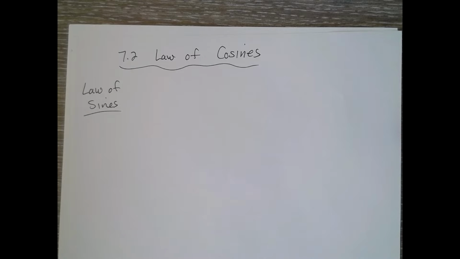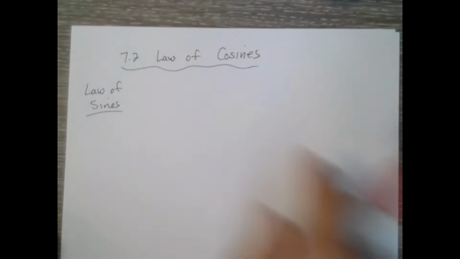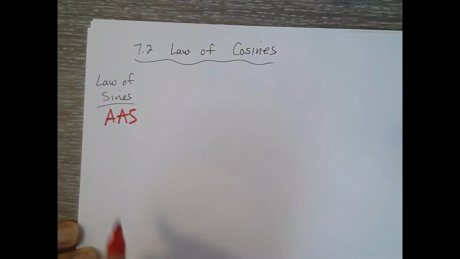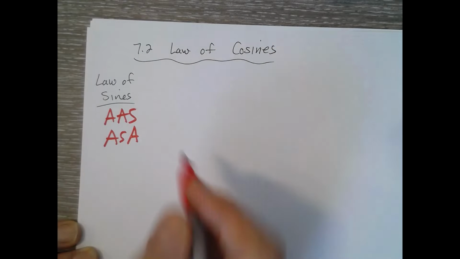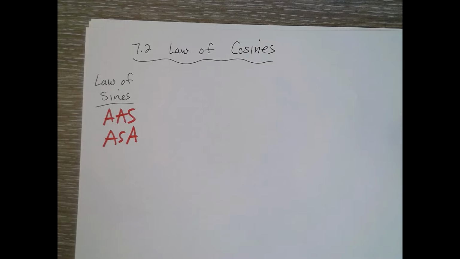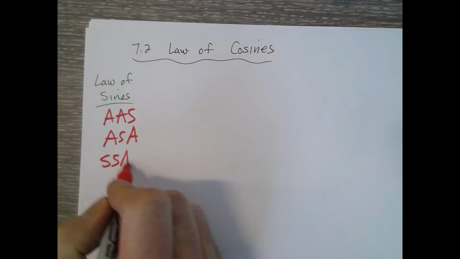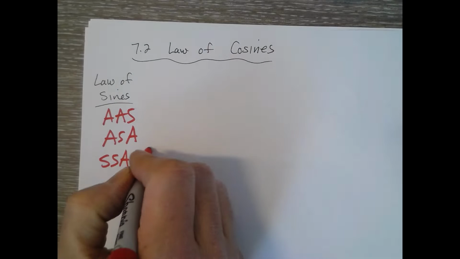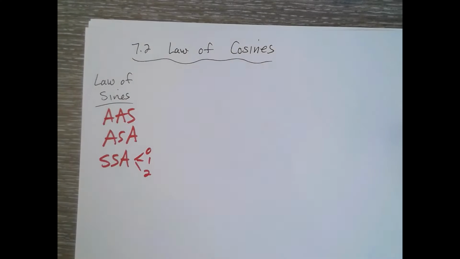All right, so we learned about the law of sines that worked for some triangles that are not right triangles. It worked for angle, angle, side. It worked for angle, side, angle. Those two produce only one triangle. And then you've got the side, side, angle that produces either 0 or 1 or 2 triangles. That's the messy one.